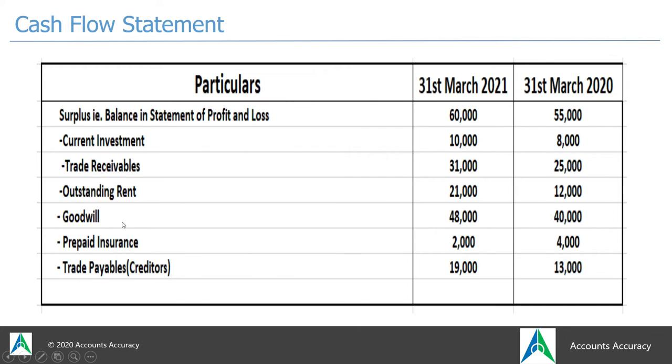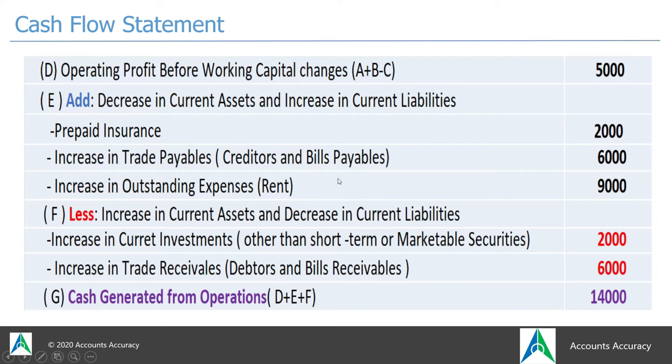Then we have outstanding rent. Outstanding rent is a current liability, and the difference between 21,000 and 12,000 is 9,000. So this 9,000 difference is increase in current liability. It is increase in current liability, so it needs to be added, because as per the format we need to add the increase in current liability. So the difference of 9,000, that is increase in outstanding expenses, that is rent, needs to be added.